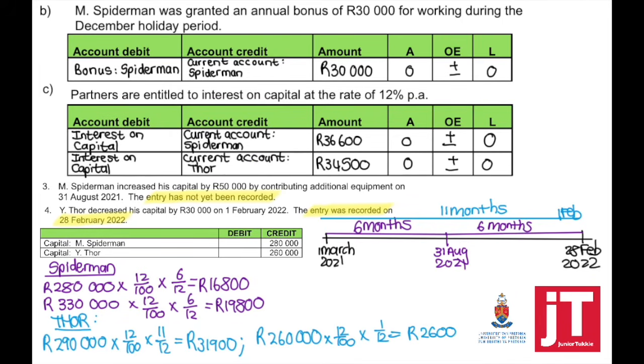Effect on the accounting equation for both: my owner's equity is plus minus, assets 0, liabilities 0. There are other ways to calculate the interest on capital as well. I always say as long as we get to the same destination, it doesn't matter how we get there, as long as we get the same answer.